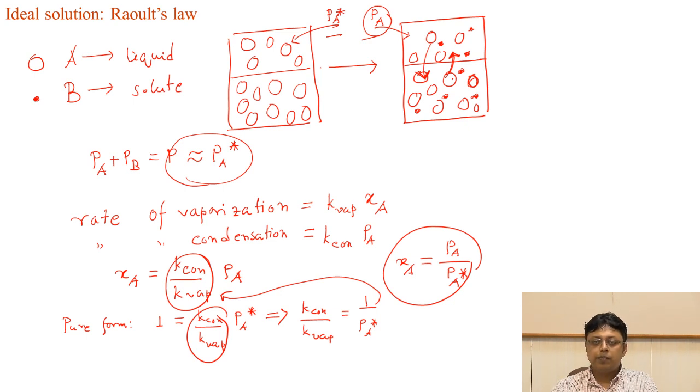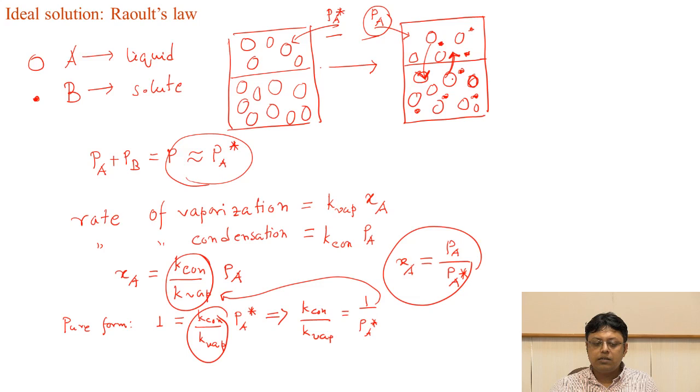So the vapor pressure of the solvent must change, which means PA must change from PA star. But when you take the total pressure, it can be approximated as the vapor pressure of the pure solvent. The reason being, usually in the mixture, only a trace amount of the solute goes into the vapor phase, so it is largely contributed by the solvent molecules. So we can have this situation.